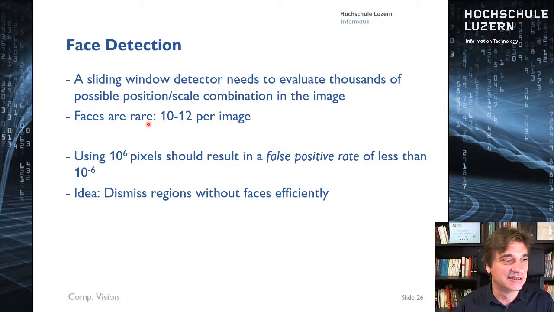The idea is that in all the sub-windows that you look at, faces are relatively rare. So they maybe have 10 to 12 faces per image, but a large majority of positions that you will check will not have a face. So can you come up with some measure that lets you omit those regions without spending too much effort, and then maybe spend more effort on the regions where you said there could be a face?